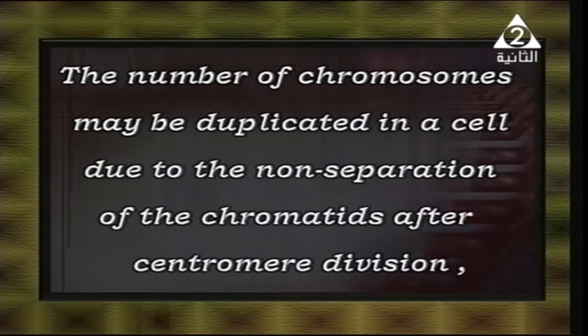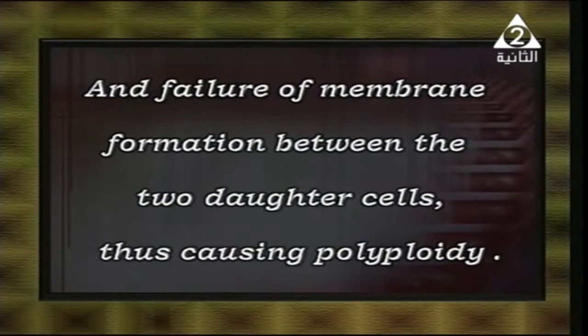The number of chromosomes may be duplicated in a cell due to the non-separation of the chromatids after centromere division. At the moment of meiotic division, the moment of division of the centromere lengthwise, sometimes it doesn't happen, and that causes also chromosomal mutation. And failure of membrane formation between the two daughter cells. That means causing something which is called polyploidy. And this type is a very rare and undesirable trait.